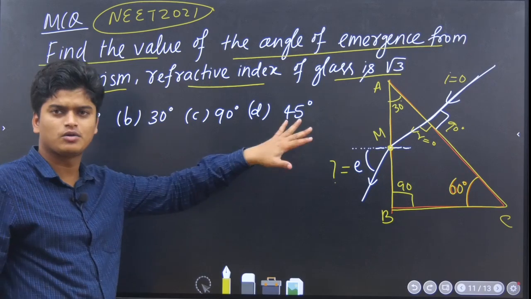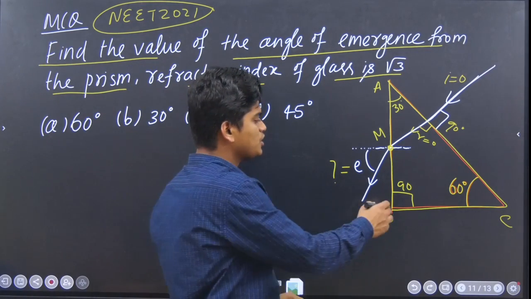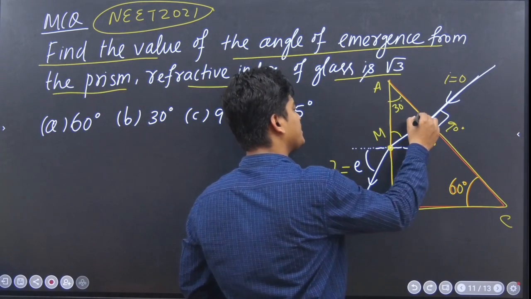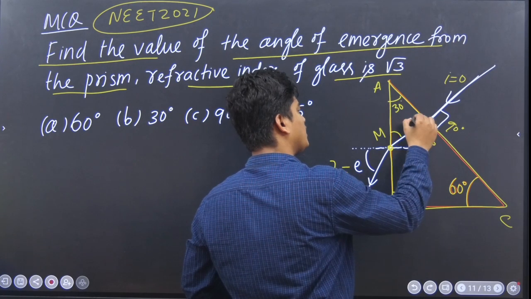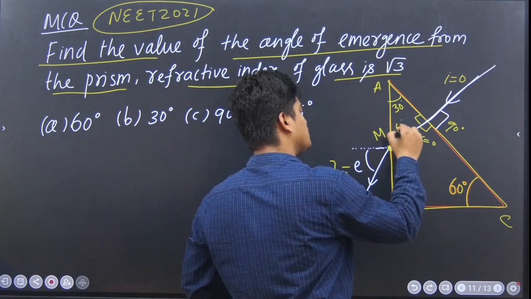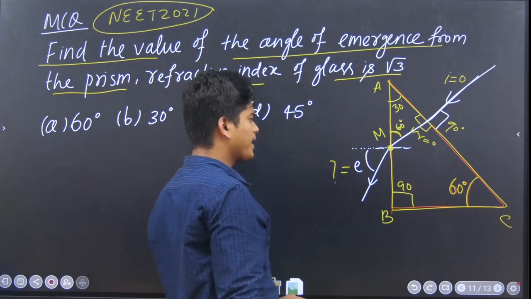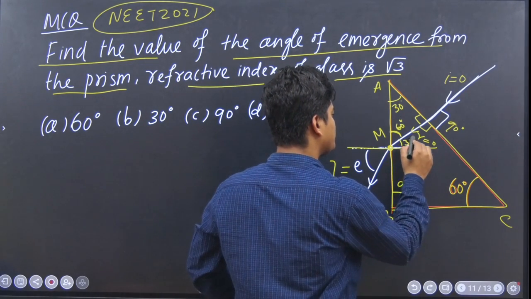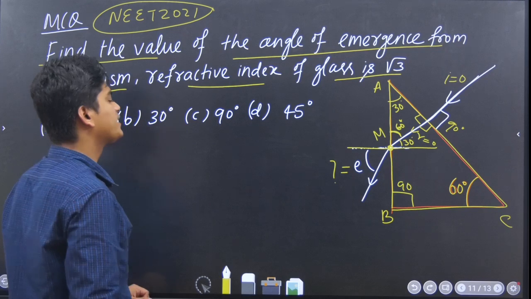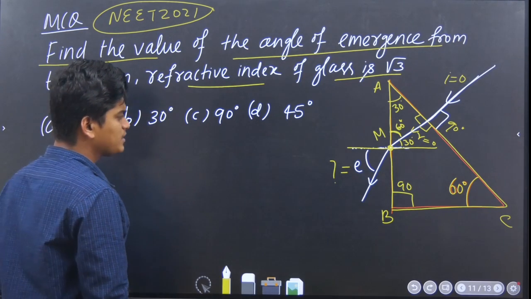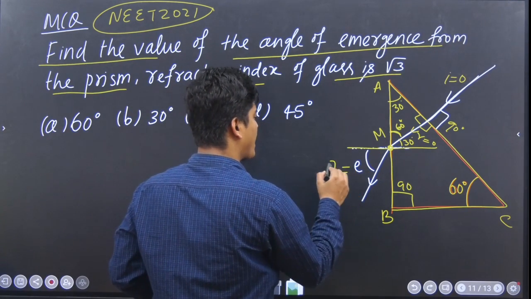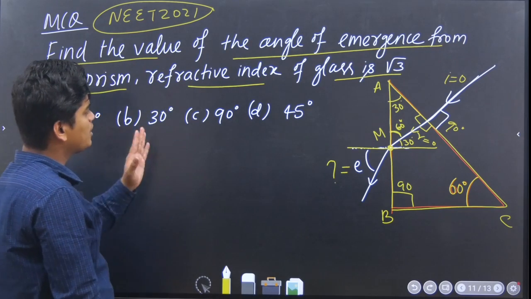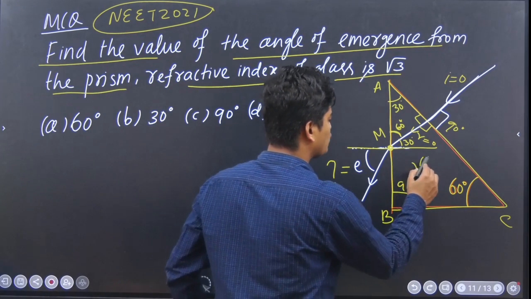So, first let me solve geometrically. 90, 60, 30, then this angle definitely, if this is 90, this is also 90, this will be 60. This angle will be 60. Now, if this angle is 60, and this is the normal, then this angle definitely will be 30 degree. Now, what are they telling? Take this point M, they want you to find this E. Here the refractive index of this prism is given √3.